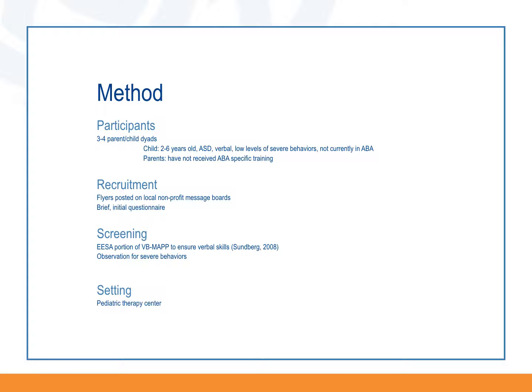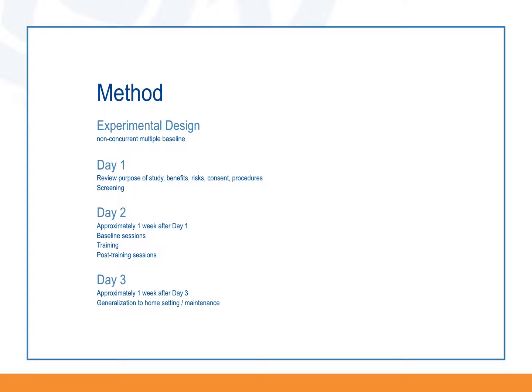As part of our screening, we'll do the EESA, which is the echoic assessment from the VB-MAPP, to ensure that there are sufficient verbal skills in order to run a tacting and intraverbal program. And then any observation for severe behavior. So the setting is going to be at a pediatric therapy center. The experimental design is a non-concurrent multiple baseline.